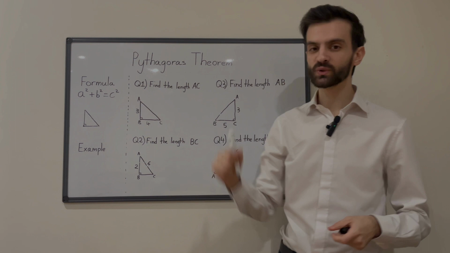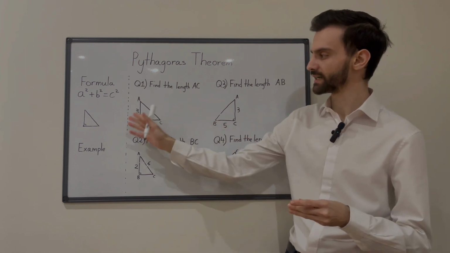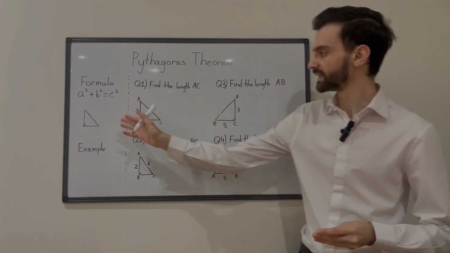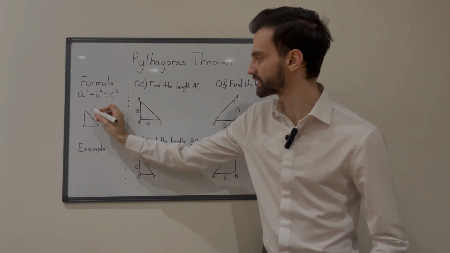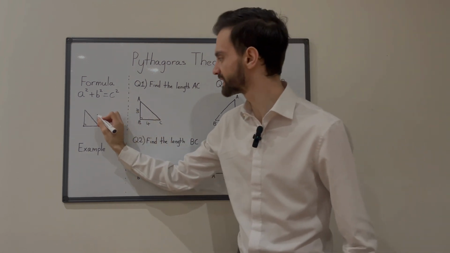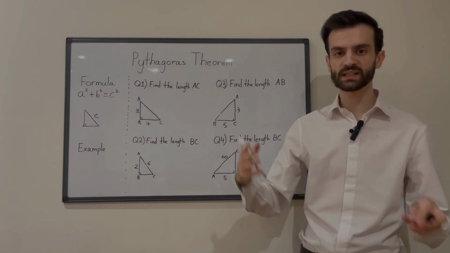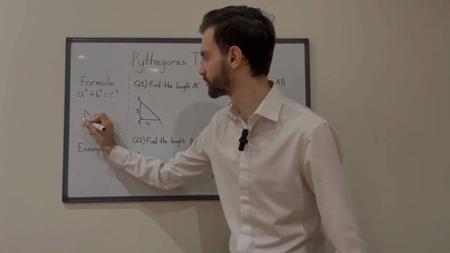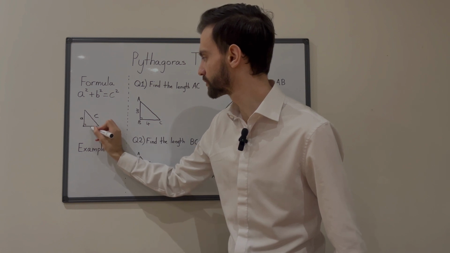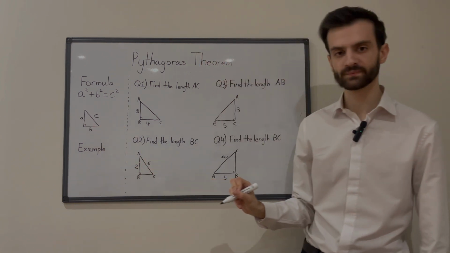Now, what would this look like in a triangle? Well, first, we're going to label it. We're going to call our longest length over here C. And our 2 shorter sides, we can choose A and B. I'm going to choose this to be A, and I'm going to choose this to be B.